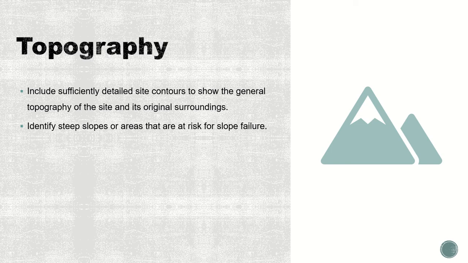To do that, we include sufficiently detailed site contours to show the general topography of the site and its original surroundings. Also, show unique or significant topographic features such as rock outcroppings, irregular topography, and the direction of overland water flows. Also, to identify steep slopes or areas that are at risk of slope failure is important.